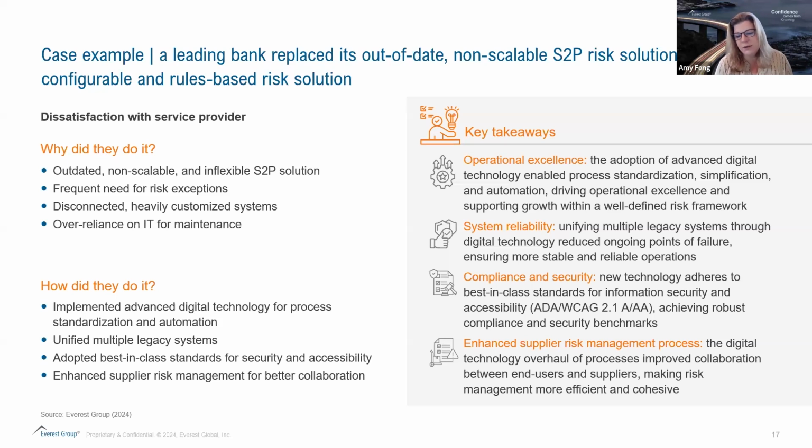So some of the takeaways that we've seen from companies like this when they upgrade their systems and move to something more modern and more tailored to their specific needs is that it can really drive your operational excellence. You're standardizing processes, you're simplifying, you're driving operational excellence across the risk framework and your growth goals. Reliability is very important. If you're relying on legacy systems, you may not have the consistency that you need and the stability. Compliance and security, so that's come up several times now, right?